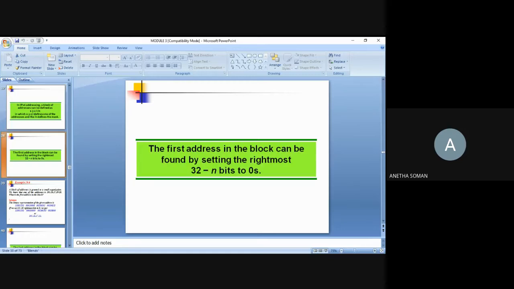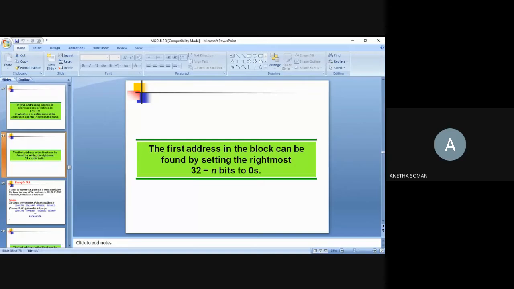Now, how will you identify the first address in a block in classless addressing? The first address in the block can be found by setting the rightmost 32 minus n bits to zeros. If you want to identify the first address, you have to set the rightmost 32 minus n bits to zeros.